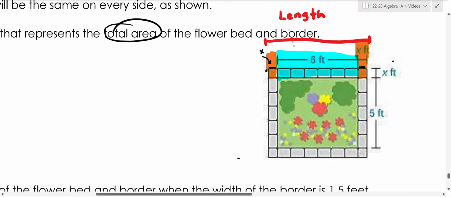Oh, I really wish I had white so I can get rid of these words because they're in my way.